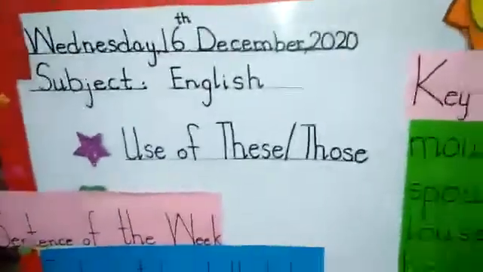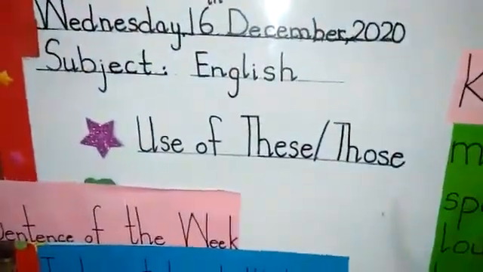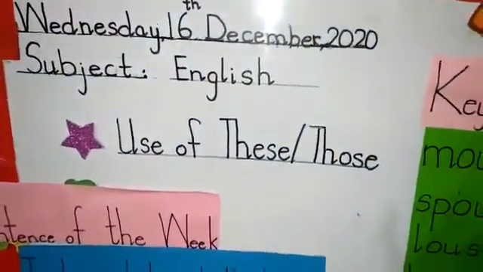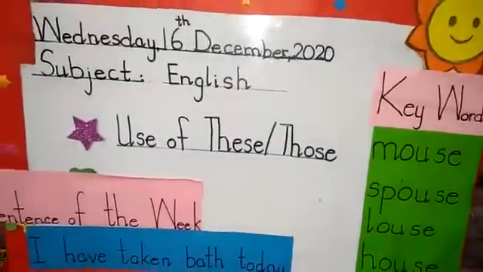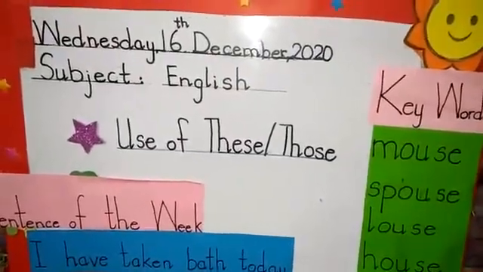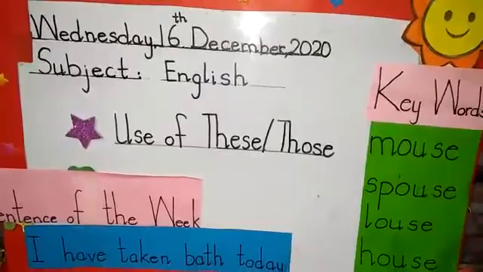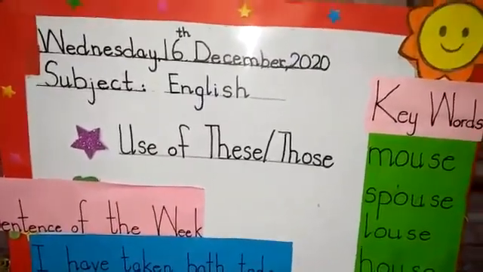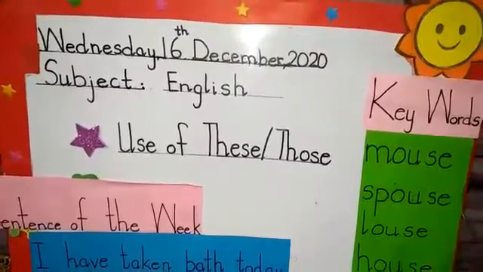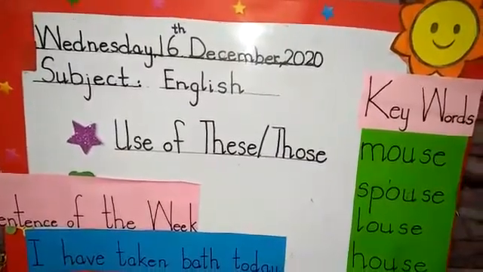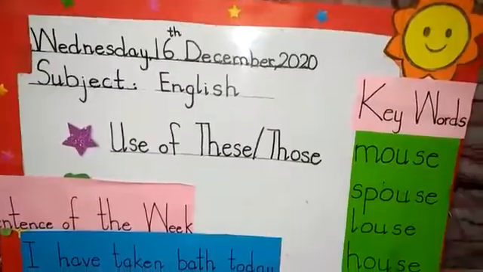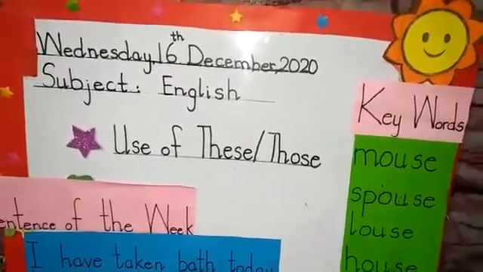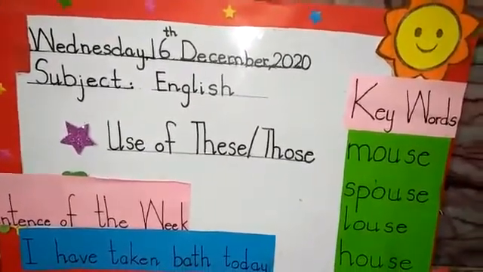Okay, now come to the topic, all of you. Today our topic is use of these and those. Yes, UKG class, last week I told you about use of this and that. This and that are used with near things, near objects, and those is used with the further things, for the further objects.